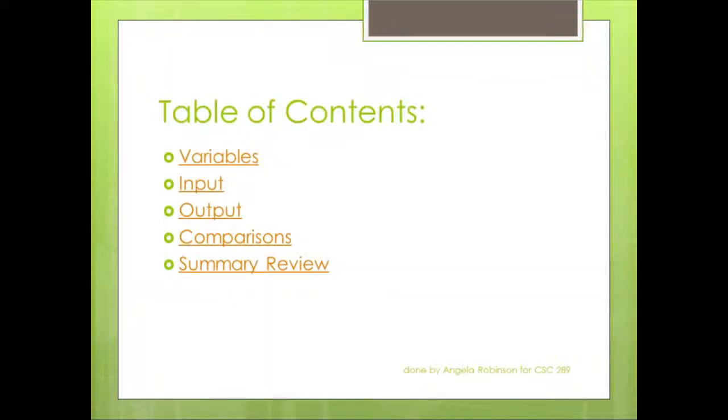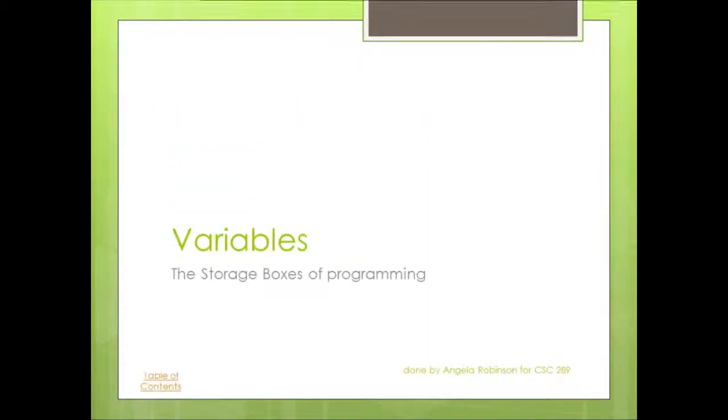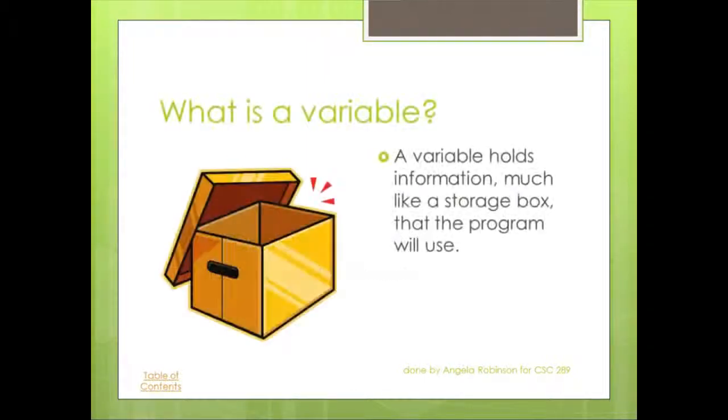In this video, I will be talking about the basic components of programs, variables, input and output, and comparisons. Let's start with variables. A variable is a space reserved by the program on the computer to hold information you will need to accomplish the tasks.